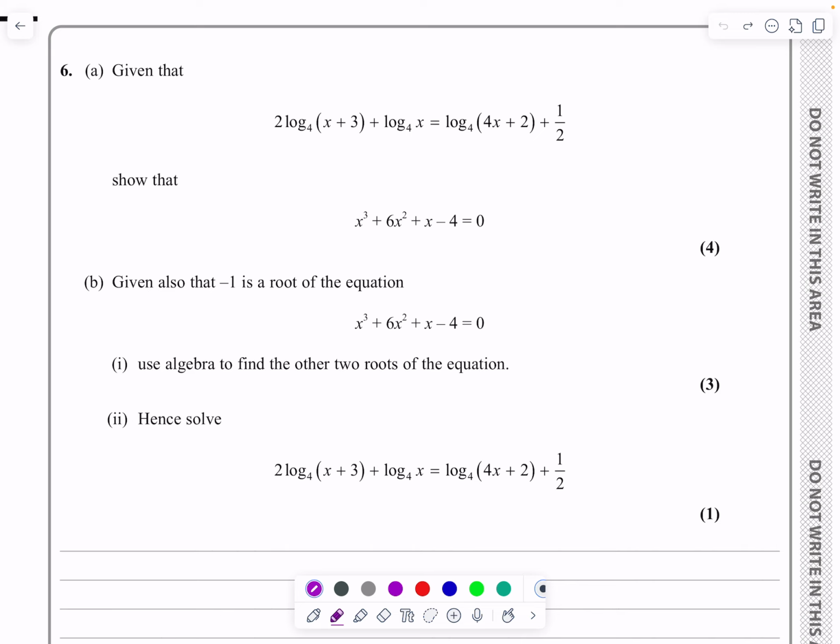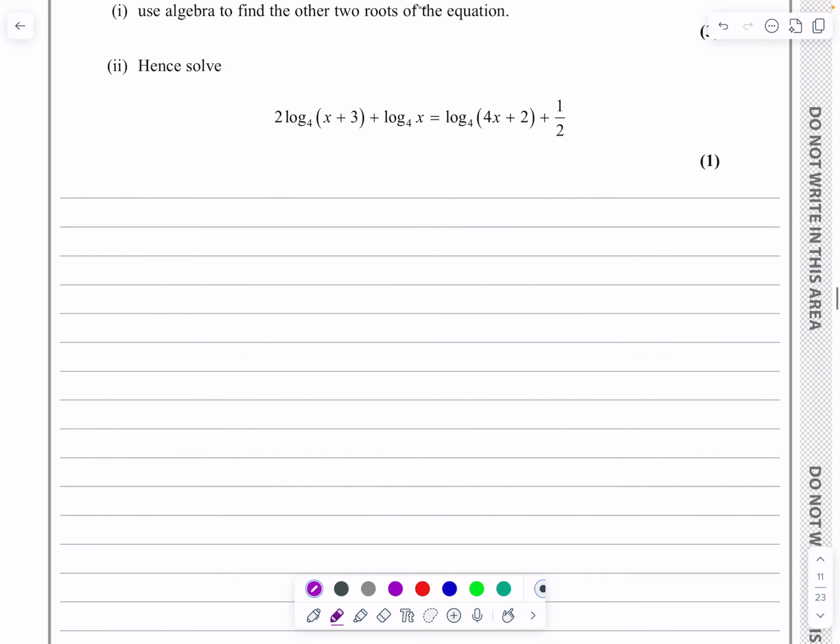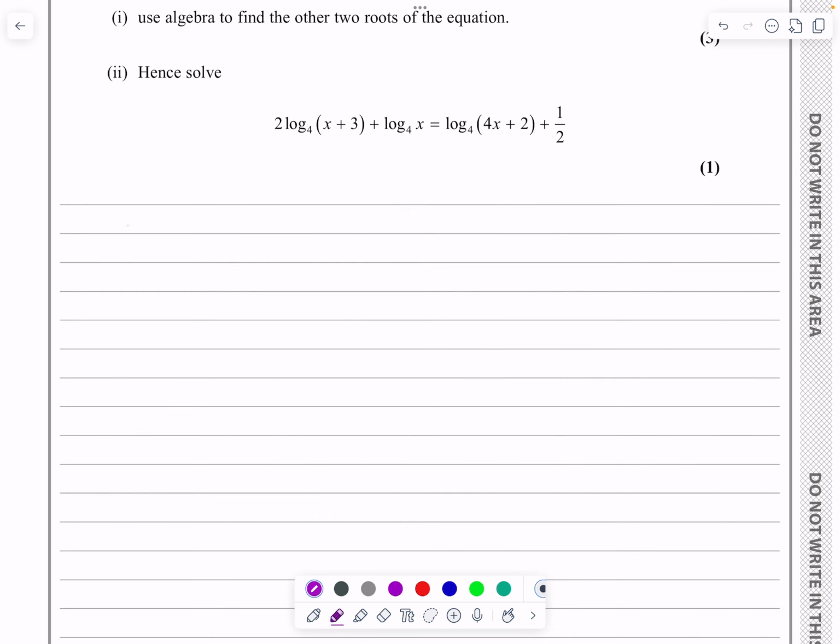Let's have a look at part A though. So part A says, given all this information here, can we try and change it into this cubic equation? Yeah, absolutely we can. Let's get started and write out what we've got first of all. So we've got 2 log base 4 of x plus 3, plus log to the base 4 of x, is equal to log to the base 4 of 4x plus 2, plus a half.